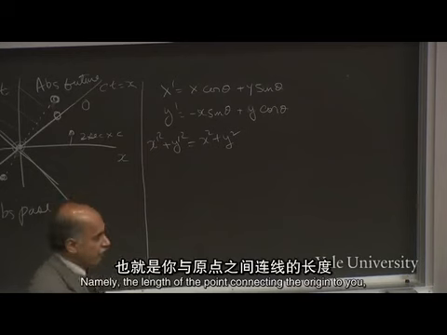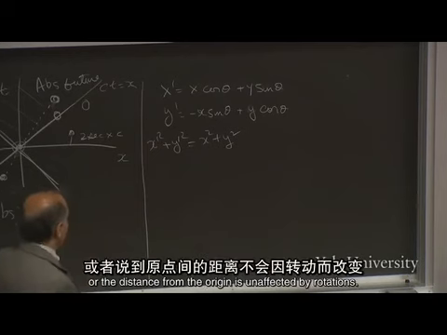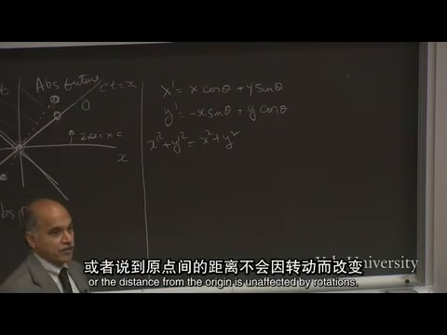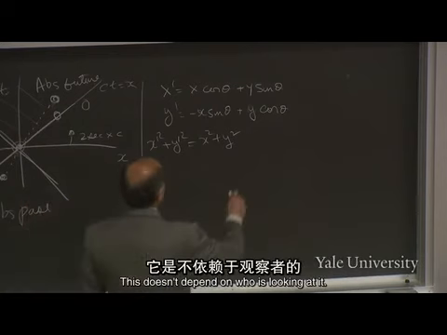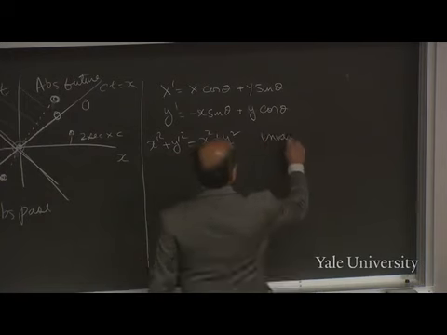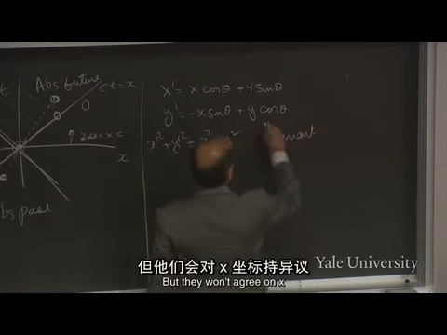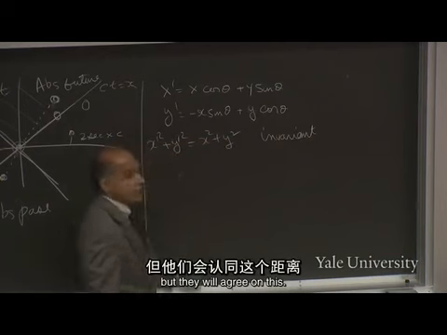Namely, the length of the line connecting the origin to the point, or the distance from the origin, is unaffected by rotations. This is called an invariant. This doesn't depend on who is looking at it. Everyone will agree on this. They won't agree on x, and they won't agree on y, but they will agree on this.